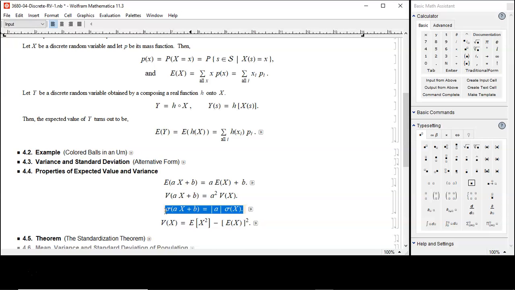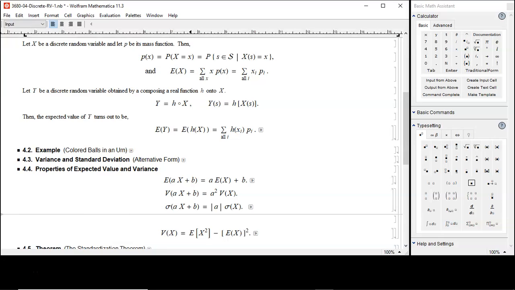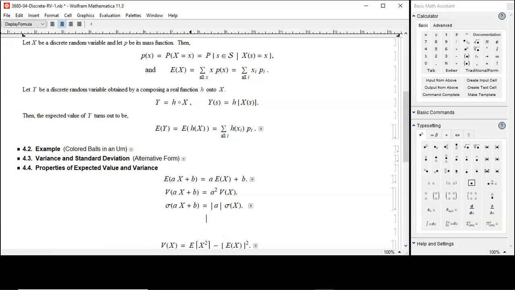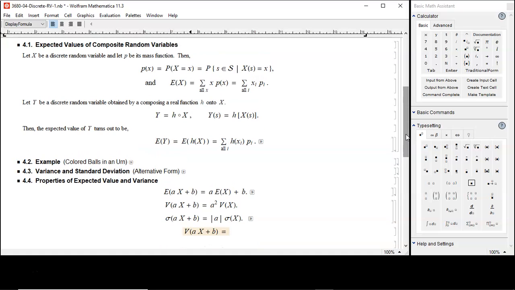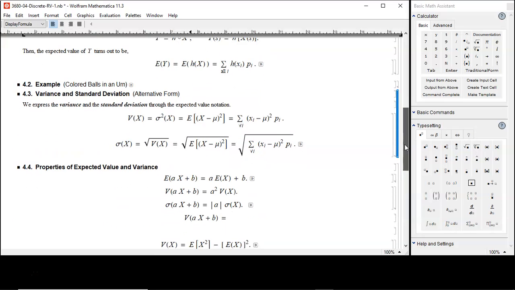This one is not really important because all you have to do is get this one and take the square root. So let's focus upon this one only. Alright. V of ax plus b. By the way, what is variance? Variance is obtained by subtracting the mean, getting the deviation, squaring it, and then multiplying by probability and adding them all up, right? So it's this.